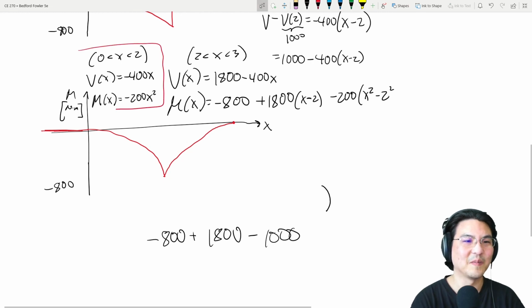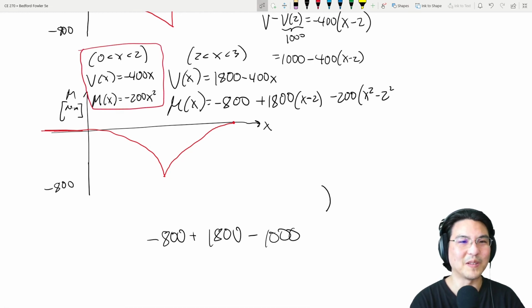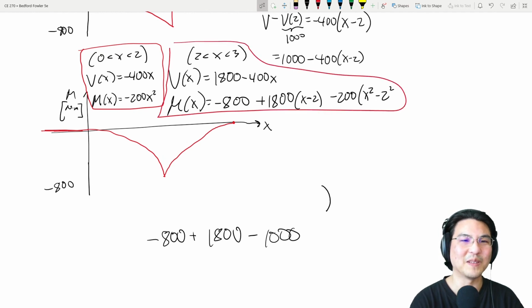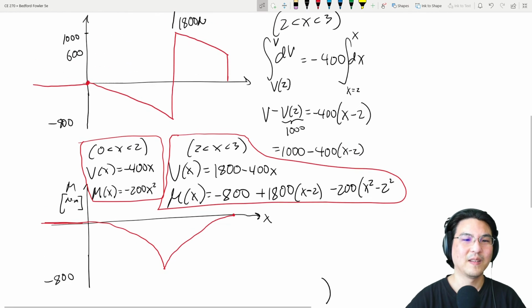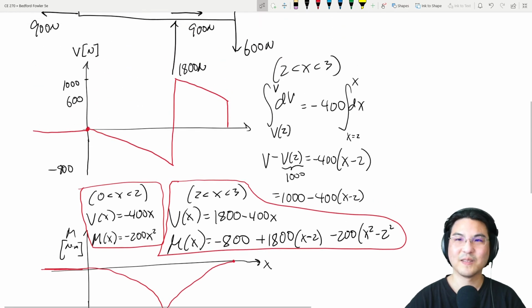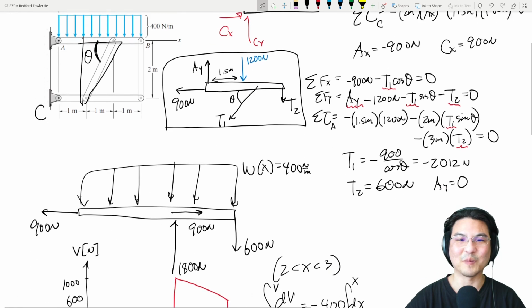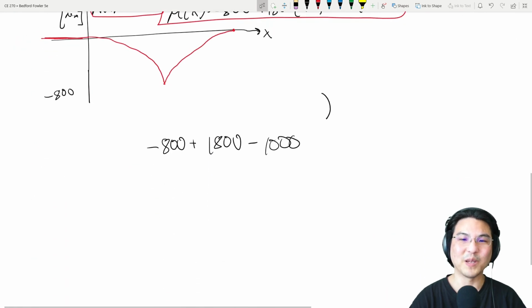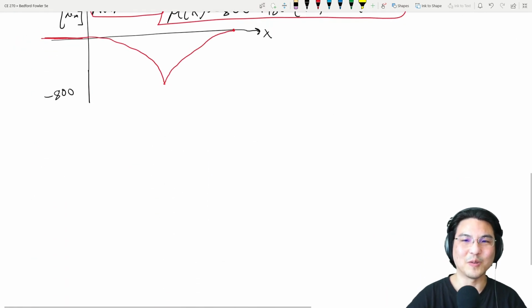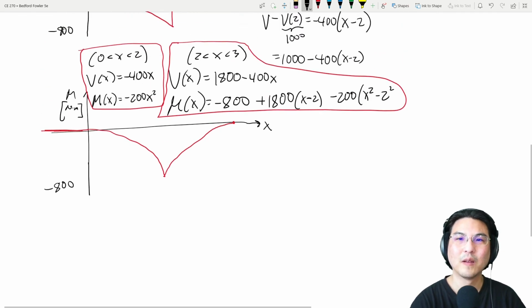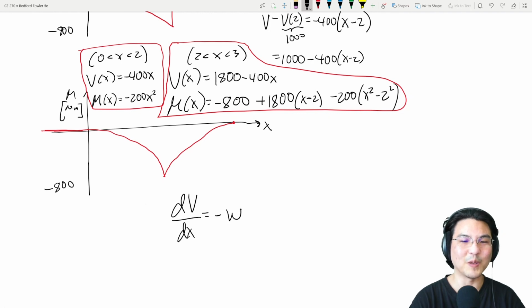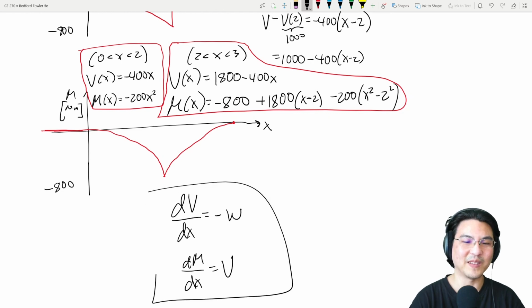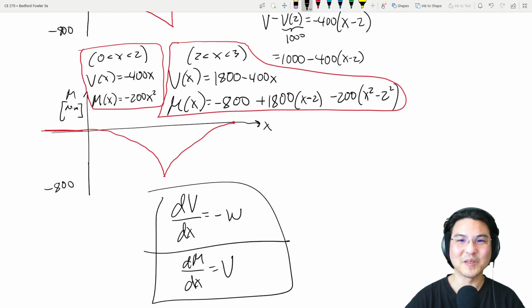Right, so this is shear force and bending moment between 0 and 2. This is shear force and bending moment between 2 and 3. Okay, so keep on practicing. It takes some practice. It's simple because it's just the two formulas, right? dV/dx equals minus w, and then dM/dx equals V. Right, that's it. Those are the only two formulas we used.